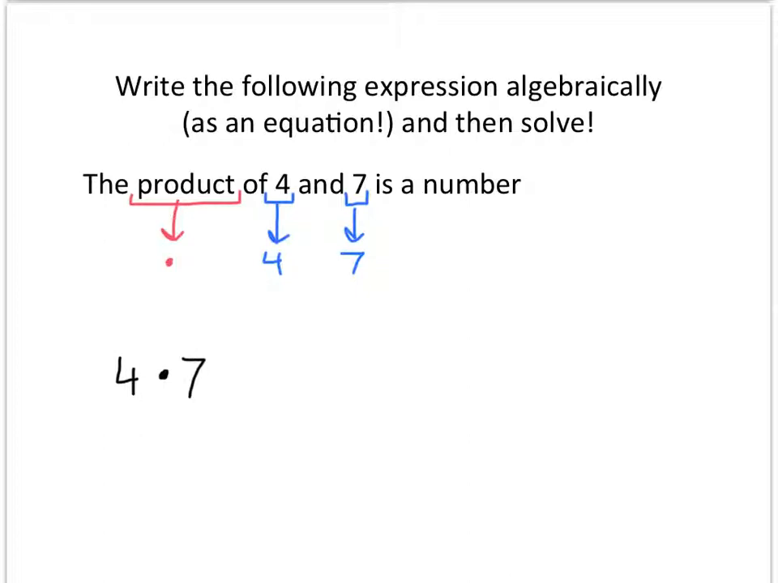Okay. Now if we continue, I then see the keyword is, which we recognize as our equal sign. And then the final keyword is a number that implies some variable which we can call x. So our final equation is 4 times 7 equals x, which we can quickly multiply and find that x, or that number they were talking about, is 28.